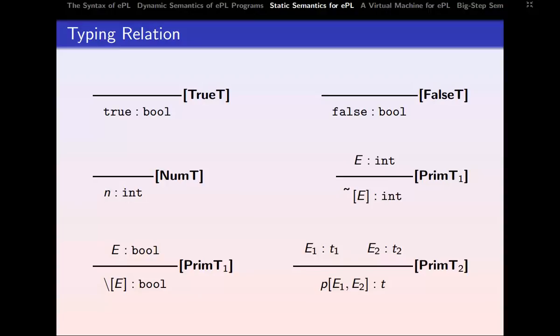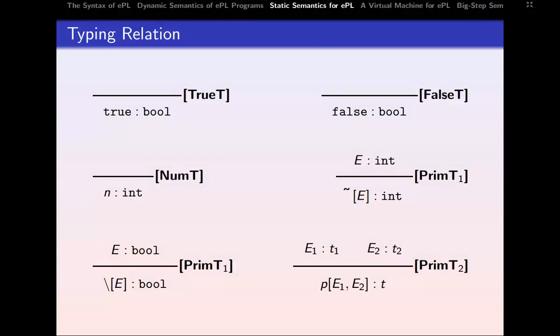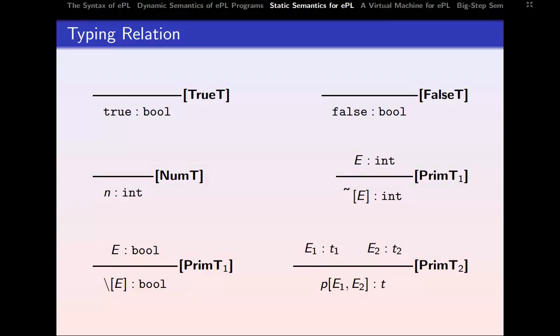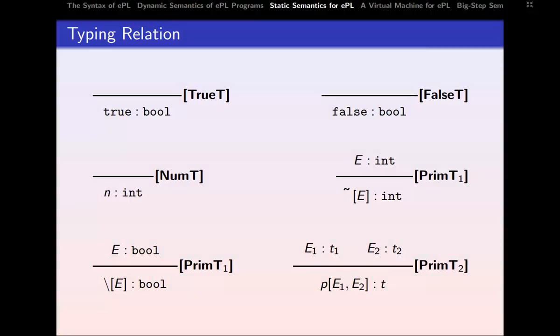If e1 is int and e2 is int, and if p is plus, then t should be int as well, right? If e1 is int and e2 is int, and p is less than, then t should be boolean, right? So if we take all the operators, because these rules are dependent on the operators, we would know what t1, t2, and t should be. And this should be the basic inference rule for all the ways of constructing an expression.